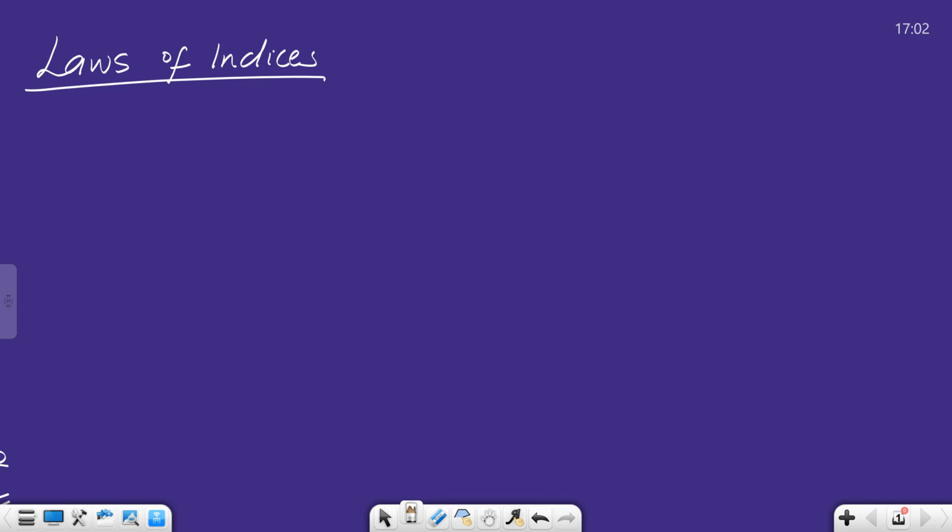Welcome back. We've discussed the first and second laws of indices. Let's look at the third one. That's the third law of indices. We call it the zero index law.